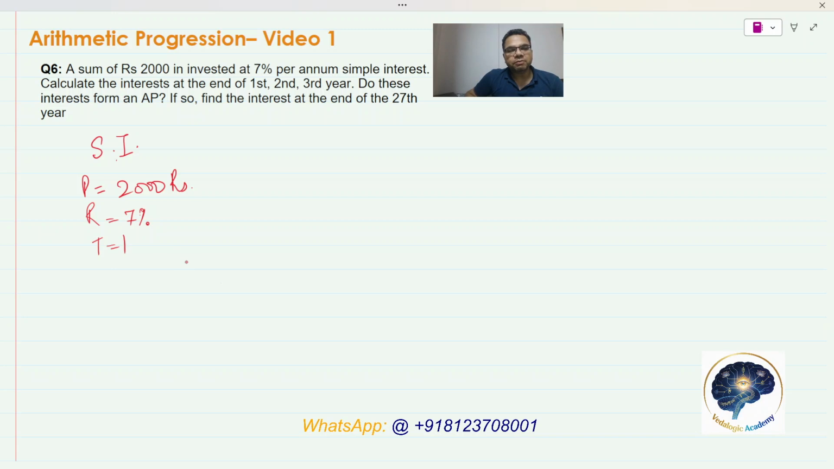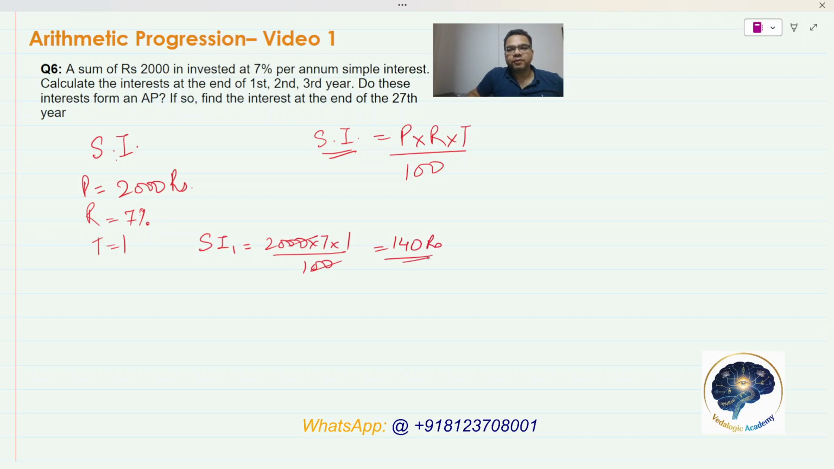So what is the formula for simple interest? If you remember, simple interest formula is nothing but P into R into T upon 100. So this is how we are going to find out. The term is 1 year. In that case, SI1 will be 2000 into 7 into 1 upon 100. So this gets cancelled. 7 2s are 140 rupees. So this is the simple interest one, 140.